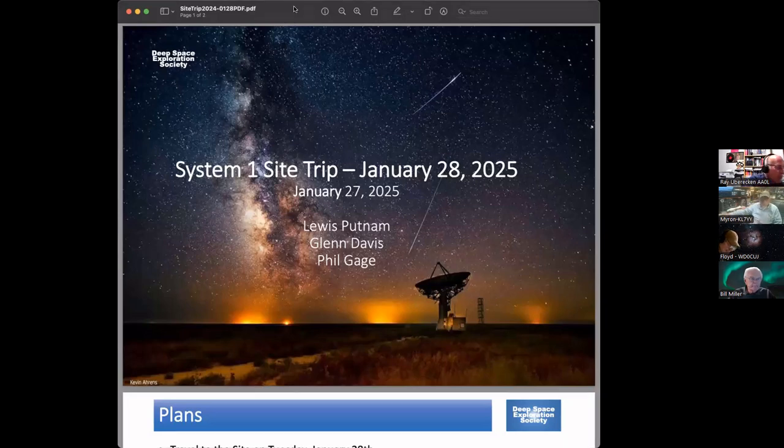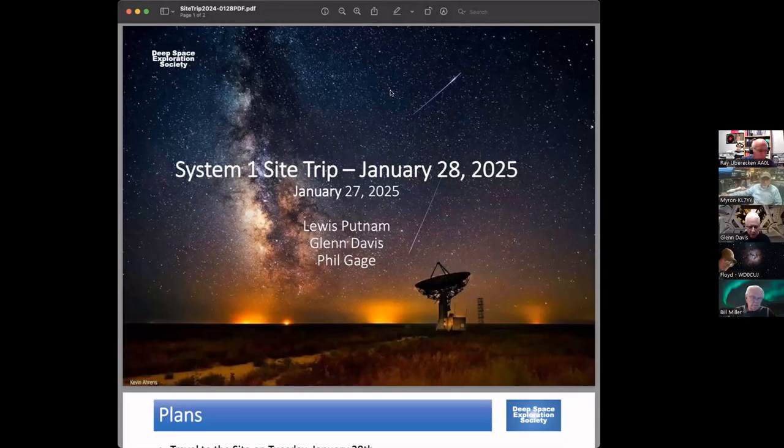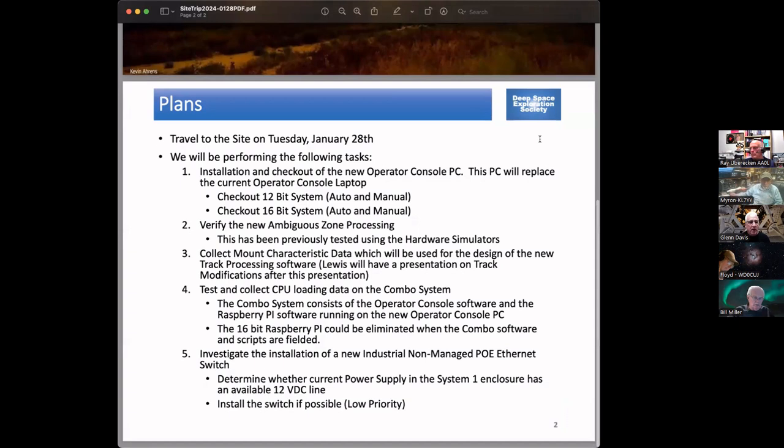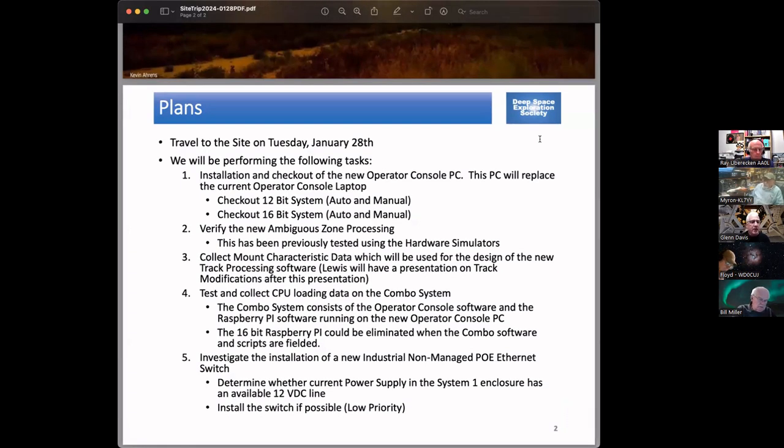So this will be a really quick presentation, one chart. All I'm really going to talk about is what we're going to be doing down at the site tomorrow. We're going to travel down tomorrow morning, and we'll be performing these following 5 tasks. The main task for us down there is to take the new operator console PC, which Paul Sabone got for us, and we're going to install that and replace the laptop that's sitting down there.